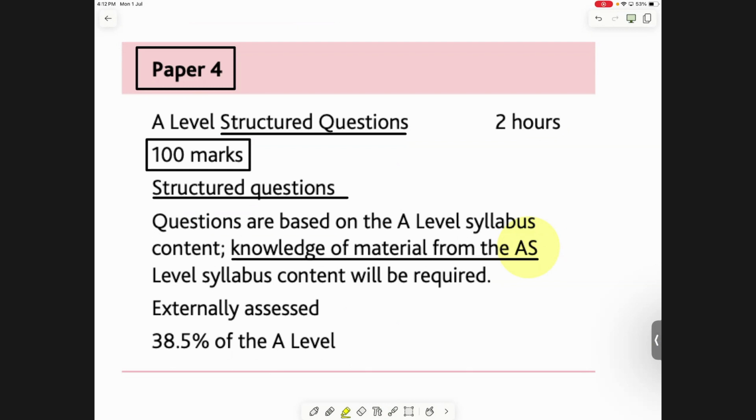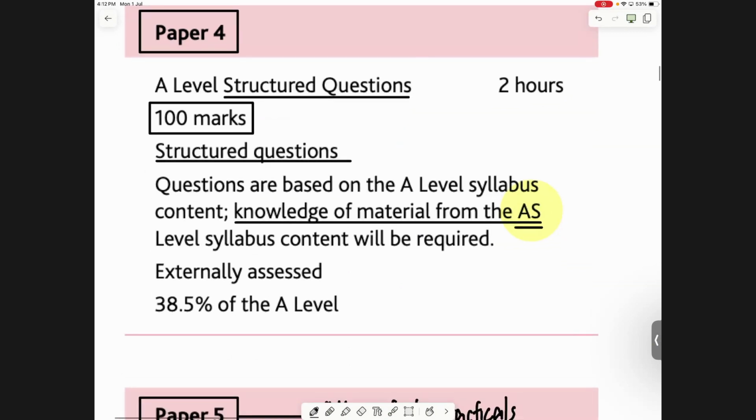Nothing critical. But yeah, the AS syllabus is part of your A2 syllabus. Okay, so basic circuits, projectile motion, vectors, they're all there in your A2 as well. Okay, not as much as your AS, but they're still there.